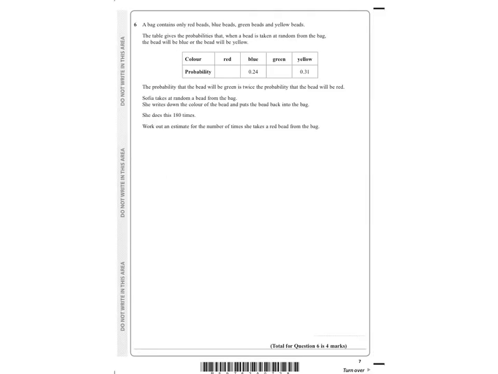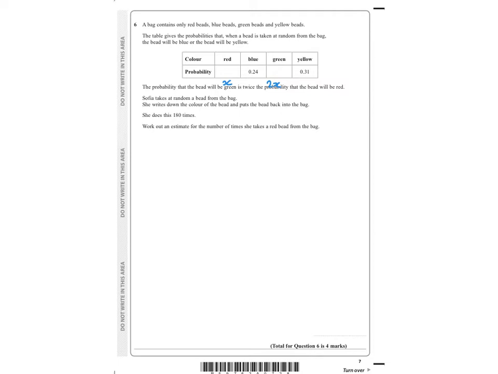Okay, question 6. A bag contains only red beads, blue beads, green beads and yellow beads. The table gives the probabilities that when a bead is taken at random from the bag, the bead will be blue or the bead will be yellow. The probability that the bead will be green is twice the probability that the bead will be red. So if red is x, green is twice that probability, so that's going to be 2x.